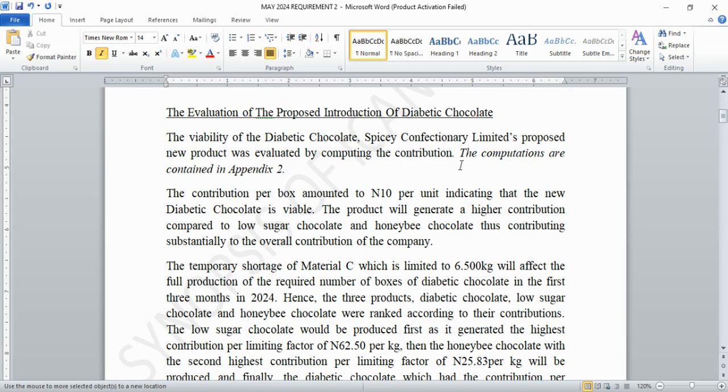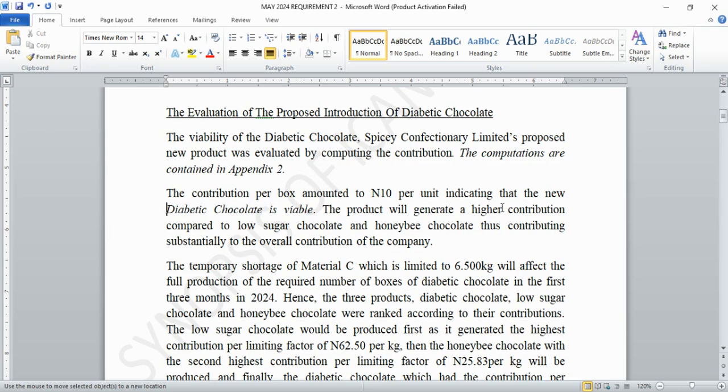Calculations are in appendix 2. Just put it there. You must link it. Then tell us what happened. The contribution per box, remember that we said 10 naira. The fact that it's 10 naira is telling us that it's actually viable, because it's not giving us a negative contribution. It's giving us a positive contribution of 10 naira.